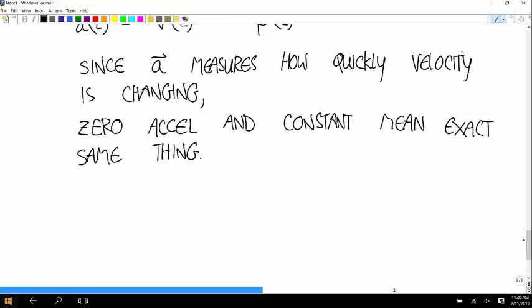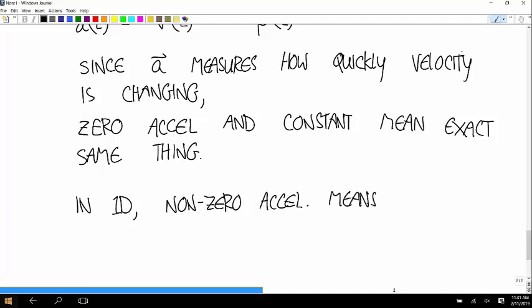And now, as far as interpreting the acceleration, that was what we did in lab on Friday, so I'm going to say some of that stuff again. In 1D, non-zero acceleration means the speed is changing. Okay, all it can do is speed up and slow down.